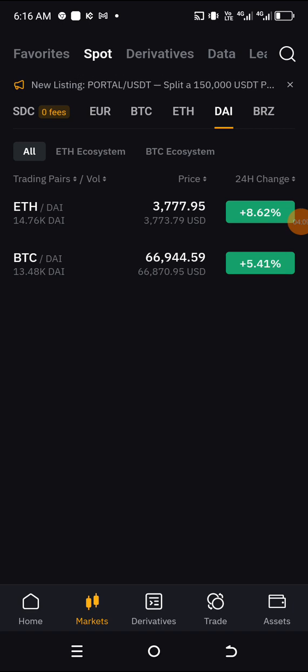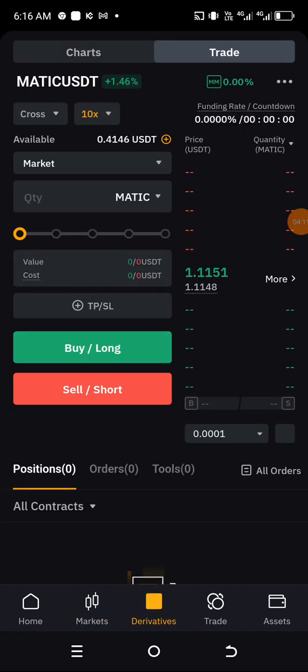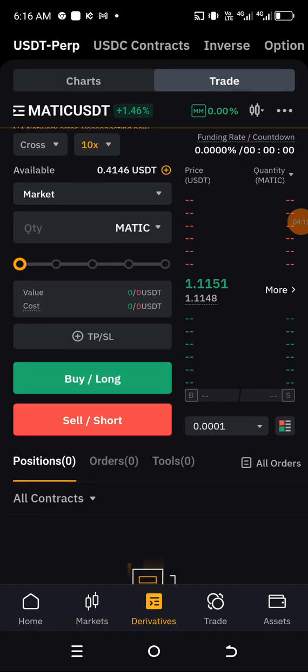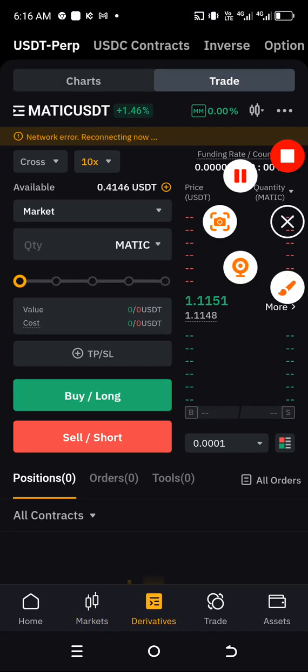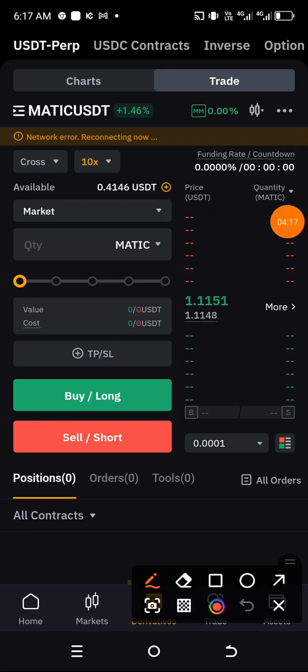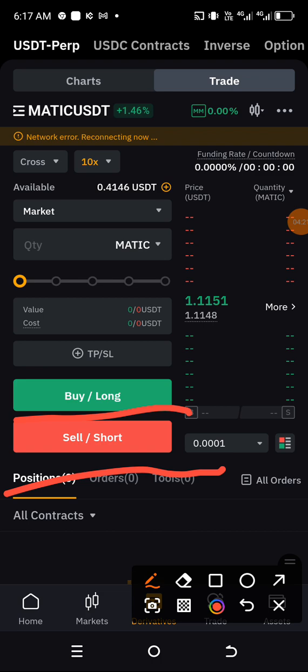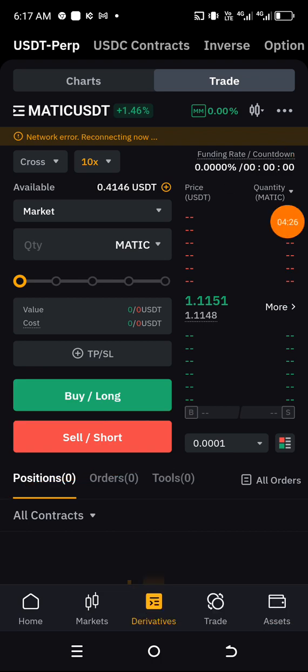So the next thing you need to do is to check the Derivative, which I told you that you can buy long or sell short. So that is for that.